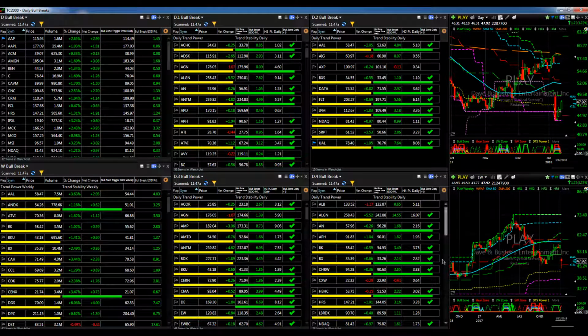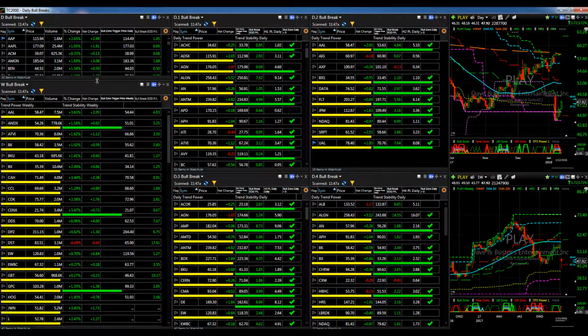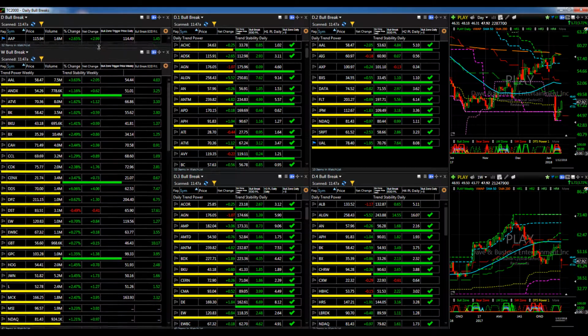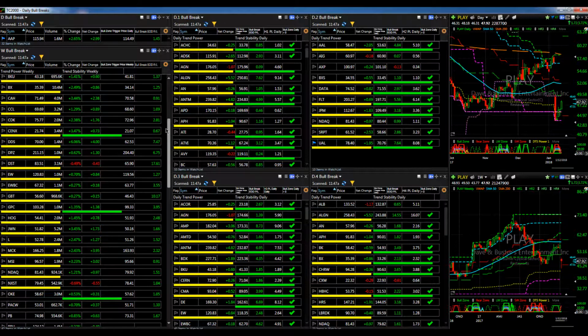These are all the bull breaks last week. Get you that whole view in here if we can on the weeklies. Of course, I open these up so you can pause and get a look at the entire watch list. I'm going to slide it down so you can see what's on the bottom.